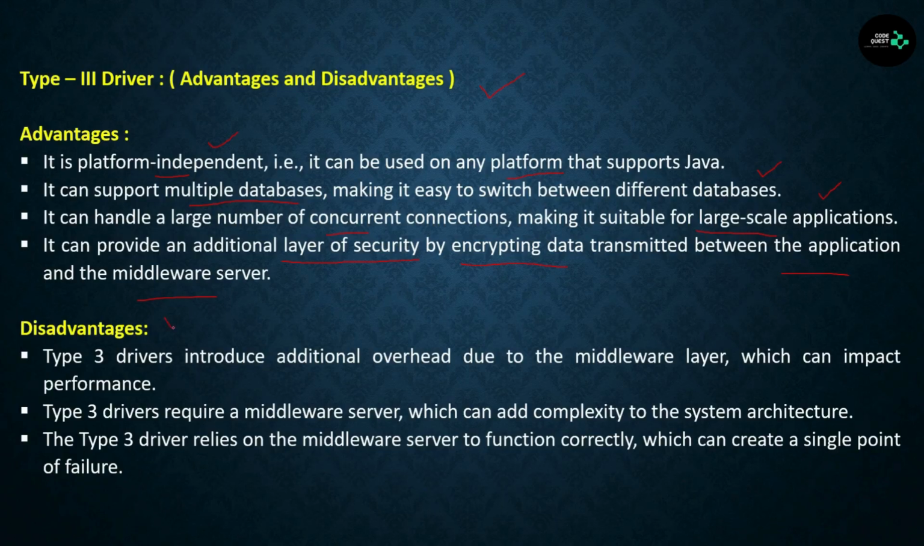Now coming to the disadvantages. The type 3 driver is adding one additional overhead of the middleware layer. Earlier we did not have that. So now this middleware layer is adding some complexity to the entire architecture, and sometimes it may so happen that if there is any failure in the middleware, then the entire process is going to fail, because the middleware server is completely responsible for translating the JDBC calls into the particular database specific calls. If it fails, then the entire process is going to fail.